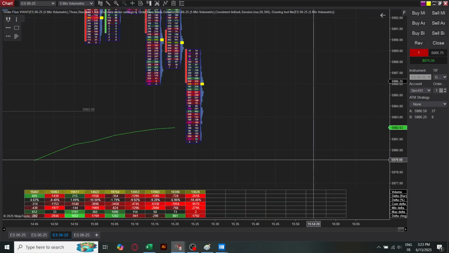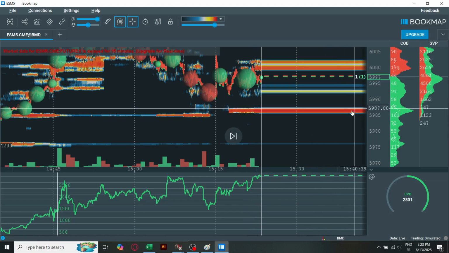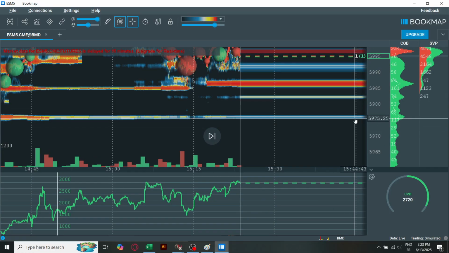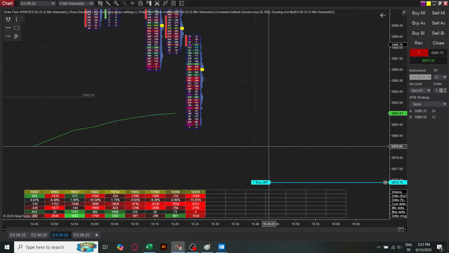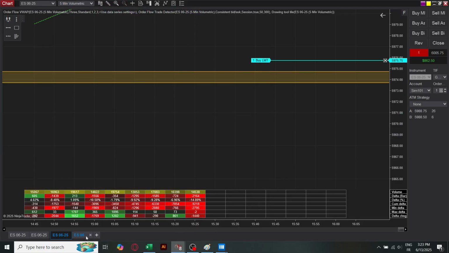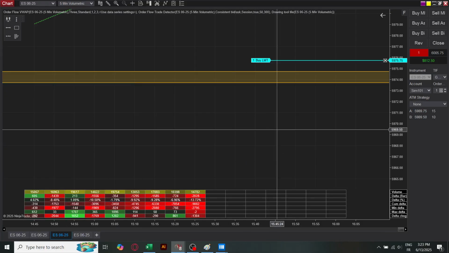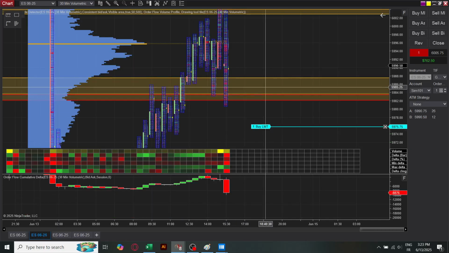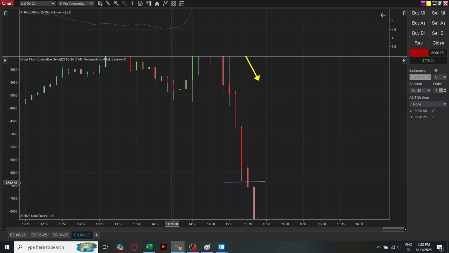There is something I didn't take care of. As you can clearly see, 50 minutes ago there was this huge stack over here, and there is another, not huge but still a level, at my TP. Unfortunately we didn't get rejected yet. The cumulative delta is still going on, but price, okay, price is going up. They got somehow absorbed, but I'm still in because cumulative delta is still going on.